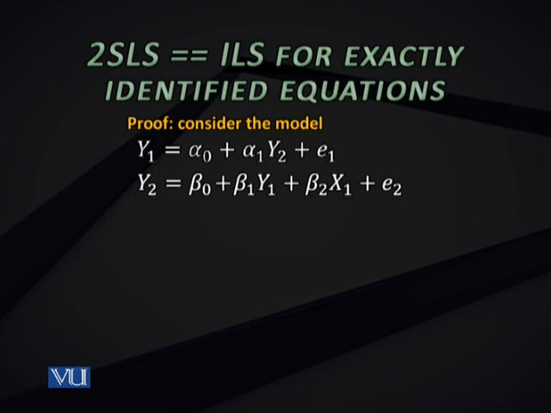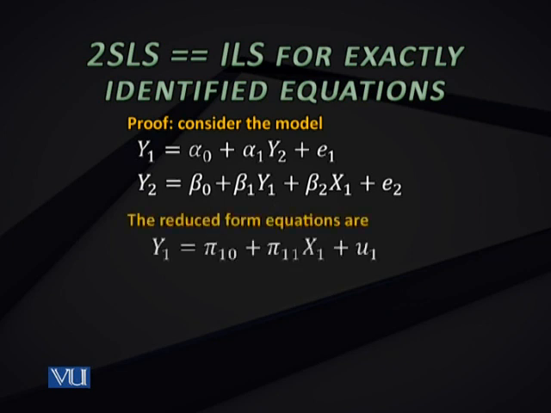For example, y2 is on the right hand side of equation 1 and y1 on the right hand side of equation 2. If we substitute one equation in the other and do some algebraic manipulation, we can find the reduced forms of both endogenous variables y1 and y2, which are also given on the screen. Y1 is pi 1 naught plus pi 1 1 x1 plus u1, where u1 is the disturbance term of this reduced form equation. And y2 is pi 2 naught plus pi 2 1 x1 plus u2, where u2 is the disturbance term of the second reduced form equation.